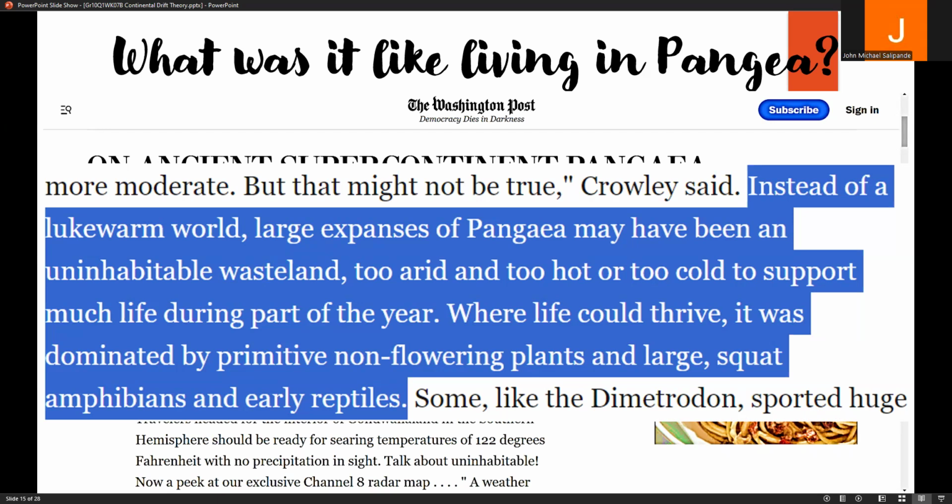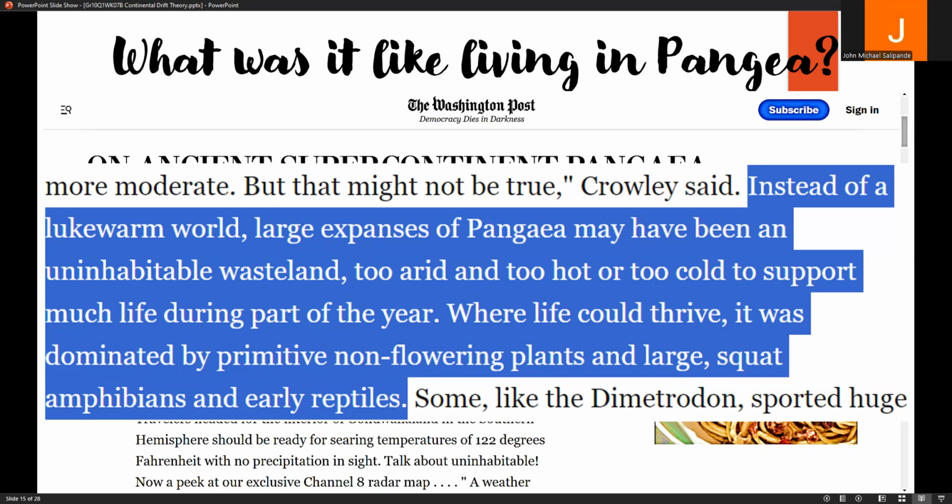So why is it considered unsafe? Because the climate is too arid and too hot or too cold to support much life during part of the year. So the extreme temperatures made it unfavorable for species back then to live. And assuming that human beings lived back then, we would have been extinct nowadays.